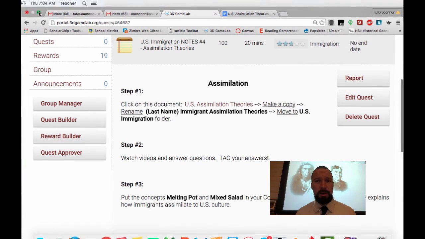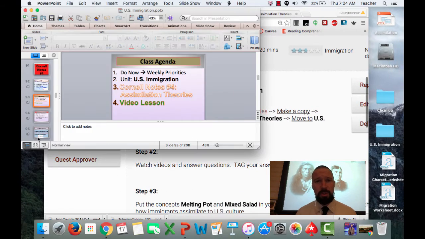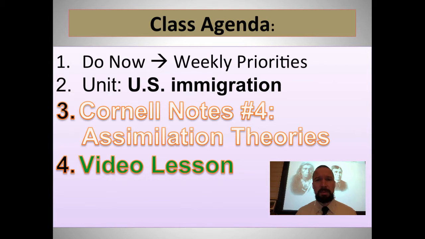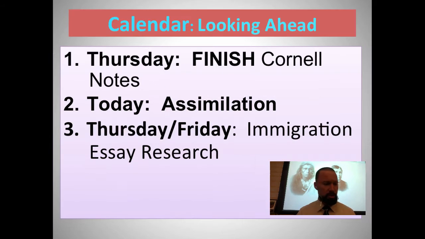This is Mr. O'Connor with yet again another screencast tutorial, this time on U.S. Immigration Notes, number 4, the assimilation theories. We're going to be looking at 2 assimilation theories. So let's get rocking, and we'll come back to the document that we have to do in a little bit. We'll start here with our first notes. As you can see, Cornell Notes number 4, Assimilation Theories. There is a video lesson that I will give you an introduction into. So let's give it a go.